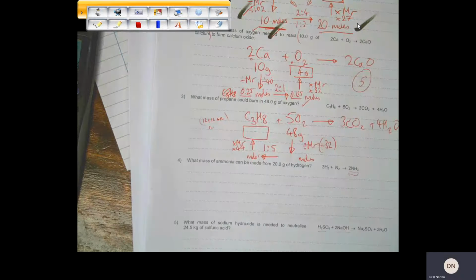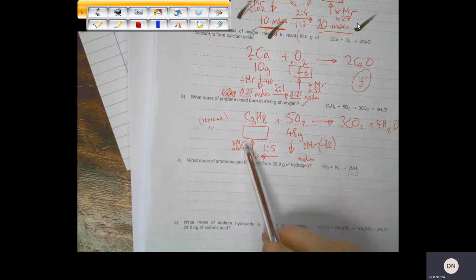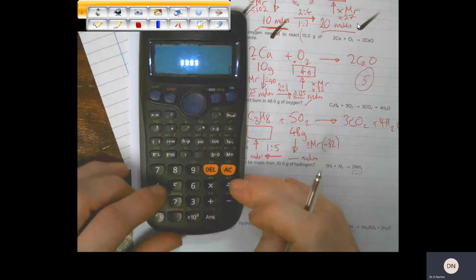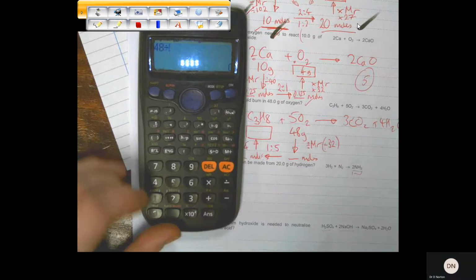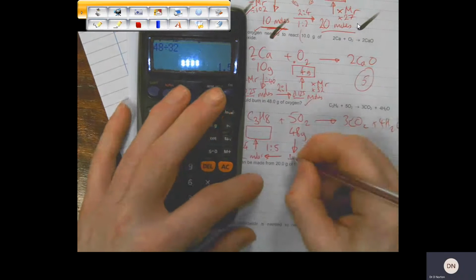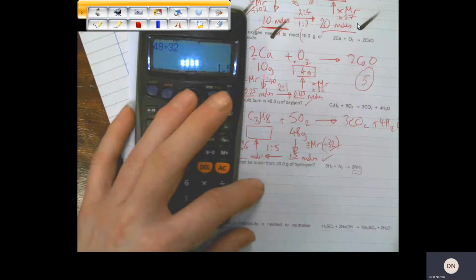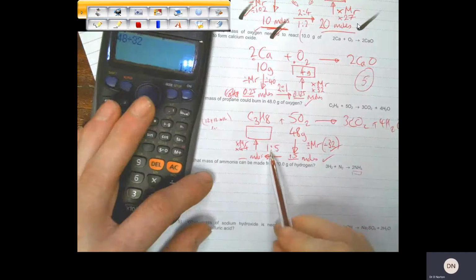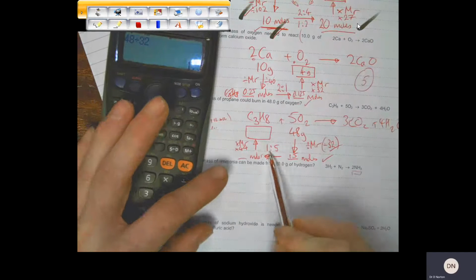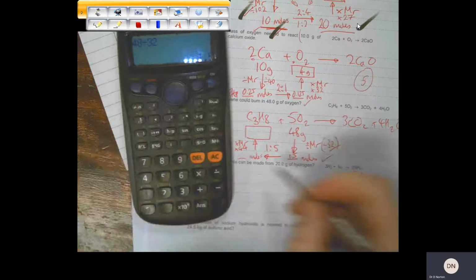I worked out the MR of C3H8. Okay, I think I'm ready to go. I've got a number here, a number there. I've got a ratio. I should be fine. So I go 48 divided by 32 equals 1.5 moles. 1 mark there, 1 mark there. A 5-to-1 ratio, which means that if you had 5 of these, there would be 1 of these. In other words, we're going to divide by 5.